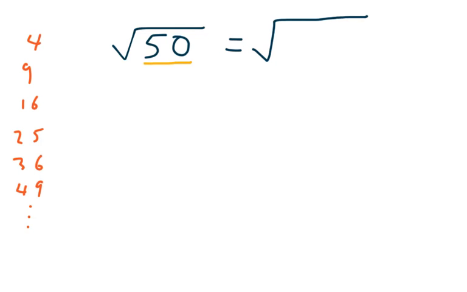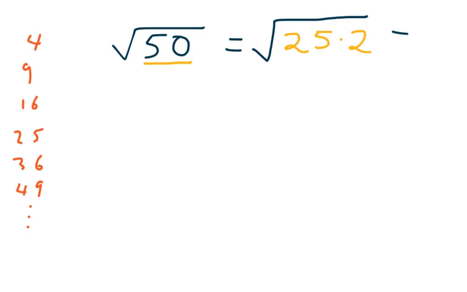And thinking about which one of those goes into 50, if you've been thinking about this, you know that 25 goes into 50. That's 25 times 2. This is going to help us simplify because once we have a perfect square, we can pull that out of the radical.